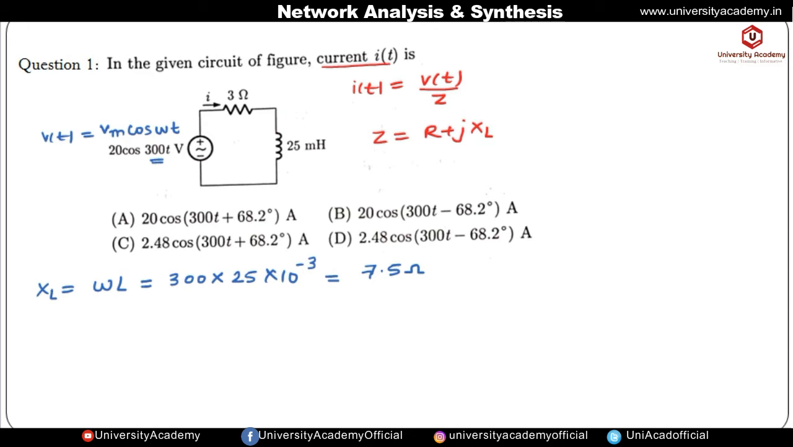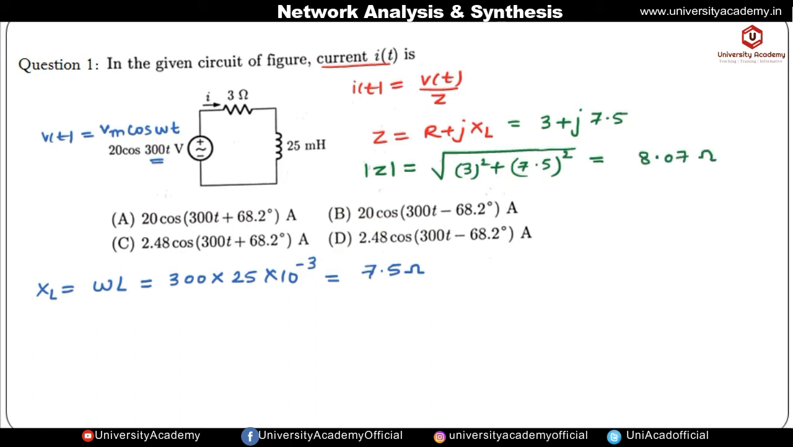So let us substitute here. Resistance value given in the question is 3, so the impedance is 3 plus j into 7.5. If we calculate the magnitude of the impedance, it is given by square root of R square, that is 3 square, plus XL square, that is 7.5 square. If we simplify, we are getting 8.07 ohm. So this is the magnitude of the impedance.